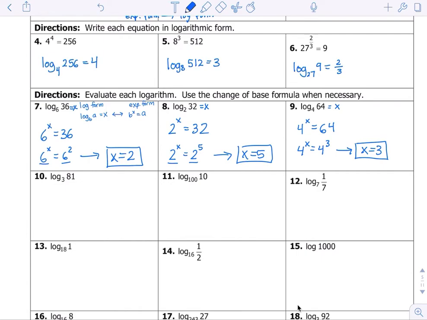Number 10, set it equal to x. And now let's change it from log form to exponential form. Again, I'm just using this formula. I'm using this conversion for every single problem. So 3 to the x power is equal to 81. Get them to be the same base, so 3 to the 4th. Same bases, so x is going to equal 4.